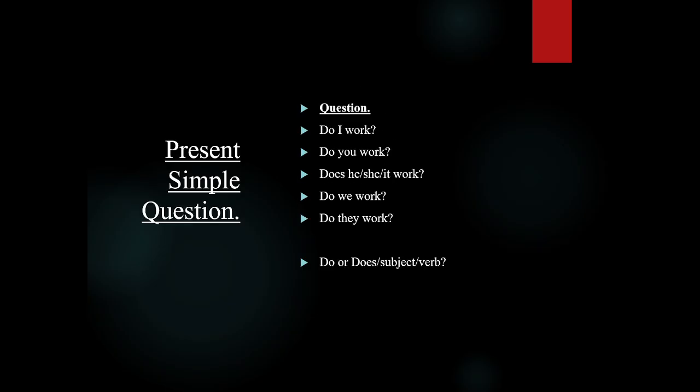And this is the question form. And as you can see, it changes. We've got do or does, which is the present form of the verb to do. Do I work? Do subject and work. Do you work? Does he, she, it work? Do we work? Do they work? So it's do or does, the subject and the verb.